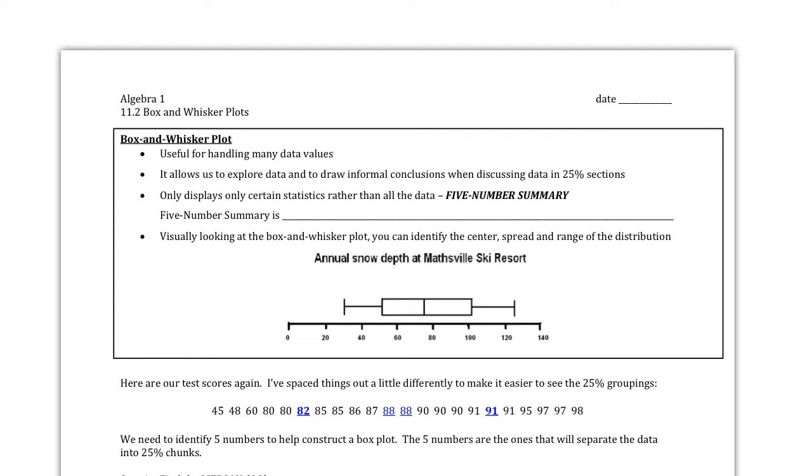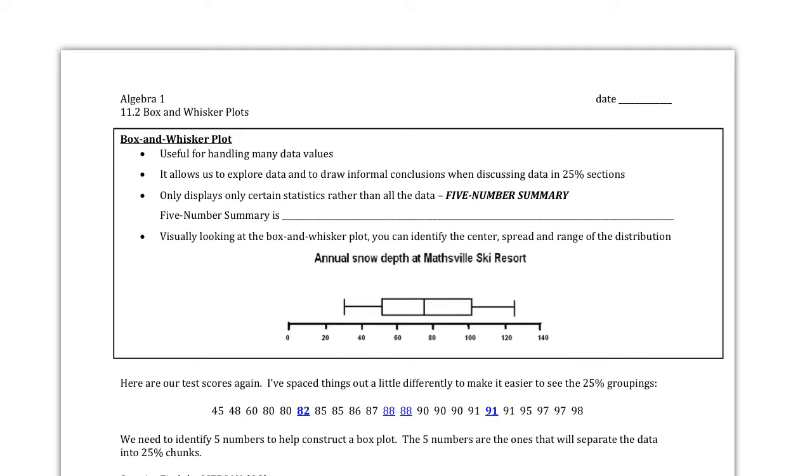What this description does here, what this graph does, is show us the minimum and the maximum. So that gives us a good idea of the range of different annual snow amounts. And it also shows us the median. This little bar in the middle is the median. It also shows us something called the first quartile and the third quartile, which represent the halfway points of the lower half and the upper half.